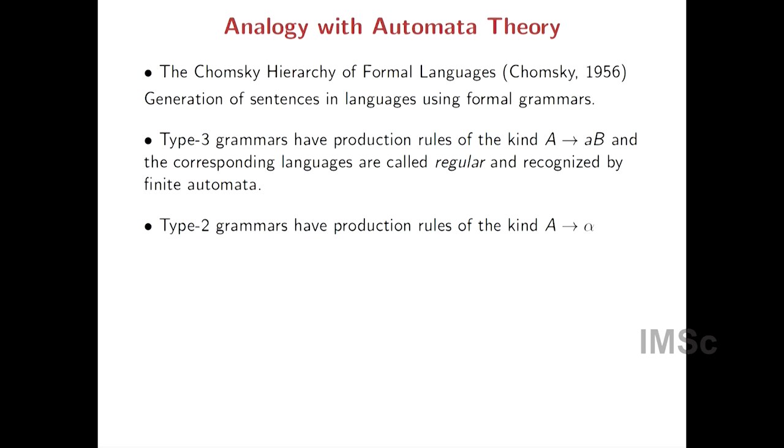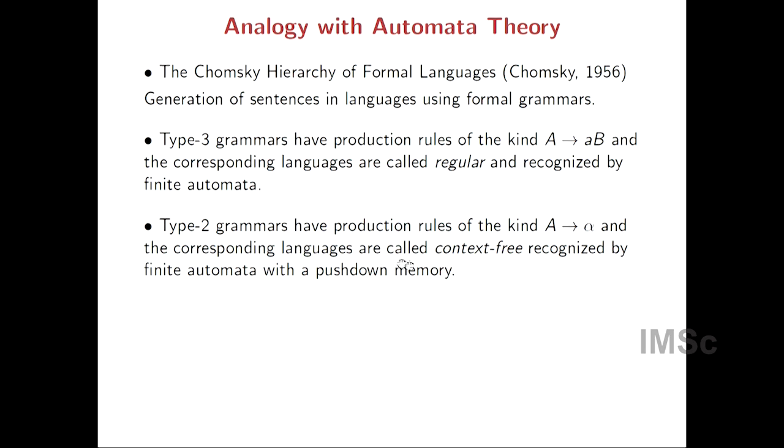The next kind of grammar that he defined were type 2 grammars, where you allow production rules where on the left side you have a non-terminal, like a noun phrase or a verb phrase. On the right side you can have a string of letters and so-called non-terminals. So the languages you can generate using such production rules are called context-free languages. And the interesting thing is that they can be recognized using finite automata with a push-down memory.